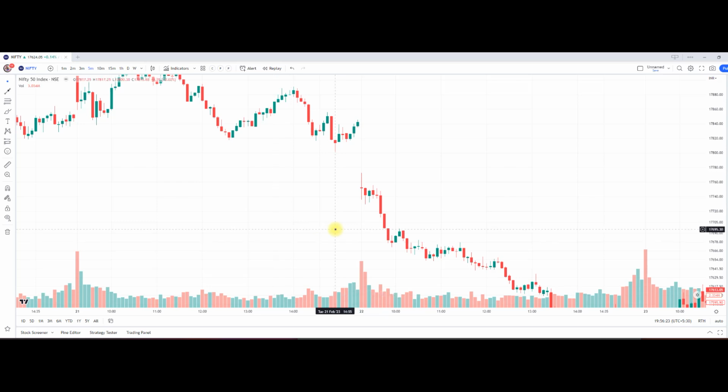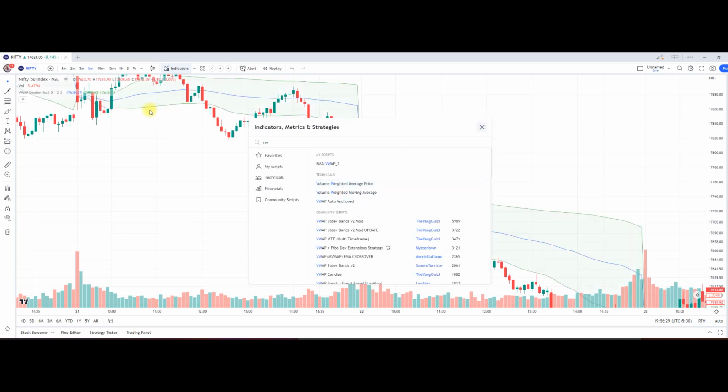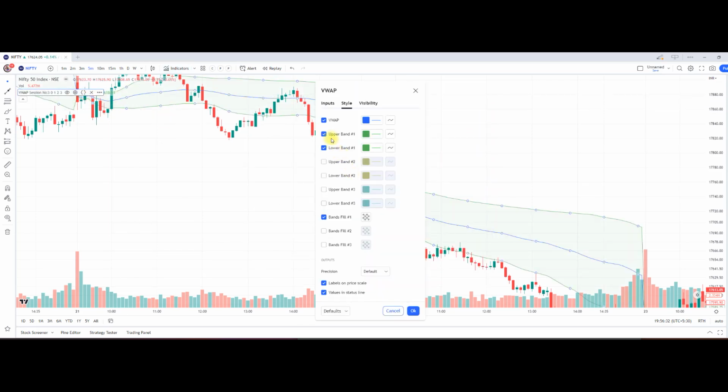But for double confirmation, I would like to add one more indicator, that is VWAP, that is volume weighted average price. Click on this. Now go to the settings and we want only the VWAP, so we are unchecking the others. Now click on OK.